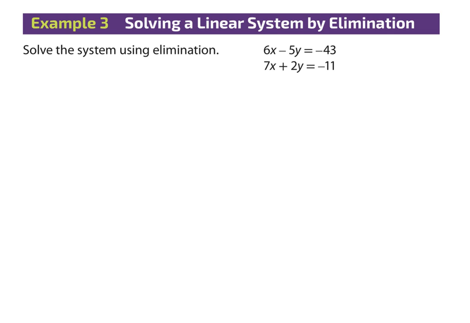So I would eliminate my y's here. I'm going to multiply my top one by 2. That means every single thing gets multiplied by 2 there. I'm going to multiply the bottom one by 5. Again, every single thing gets multiplied by that 5. And so when I do that, my top equation goes to 12x minus 10y equals negative 86. My bottom equation goes to 35x plus 10y equals negative 55.